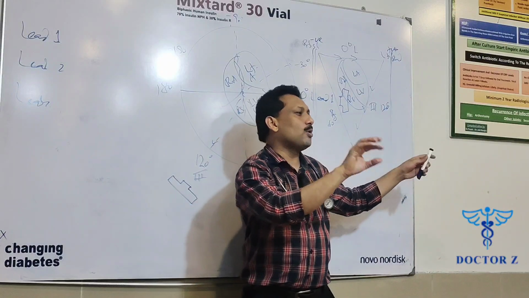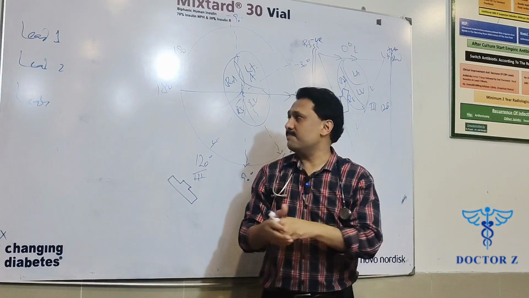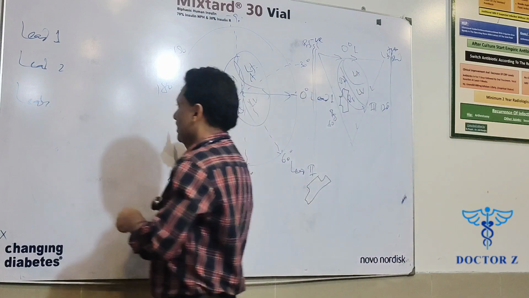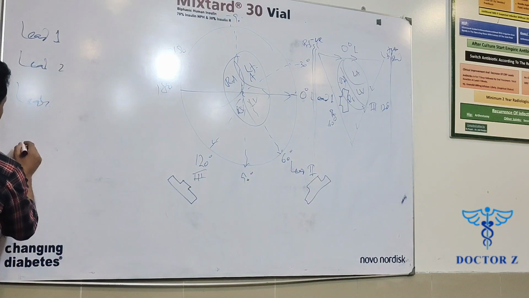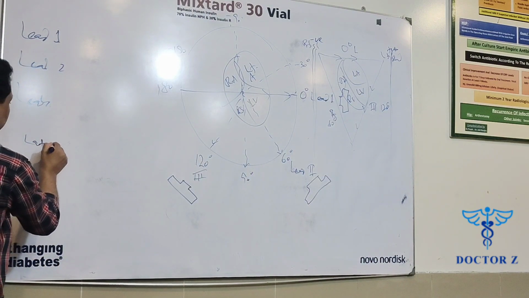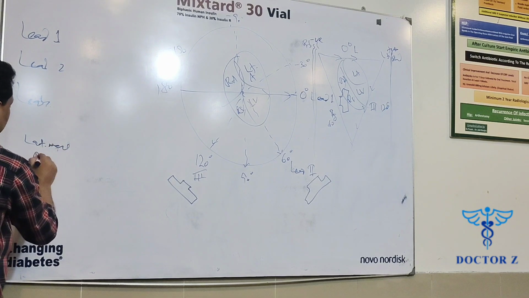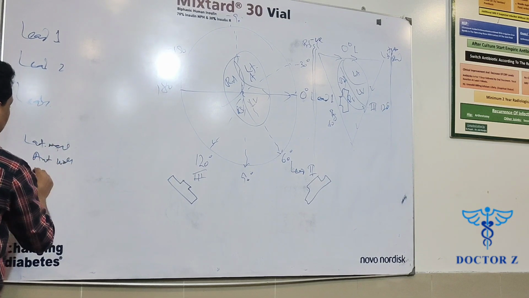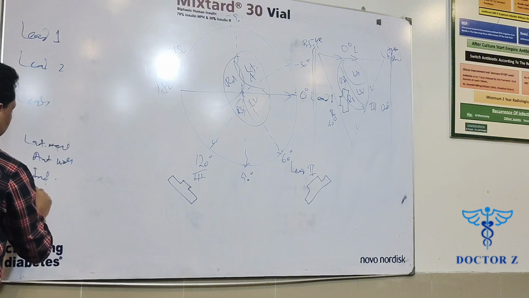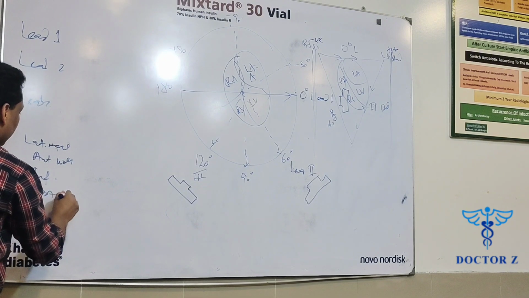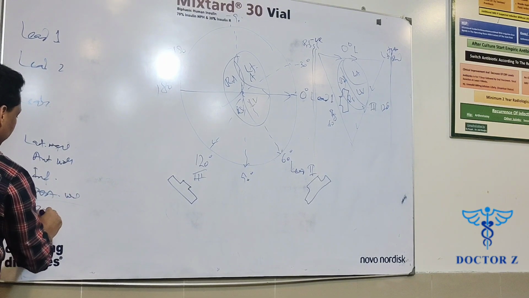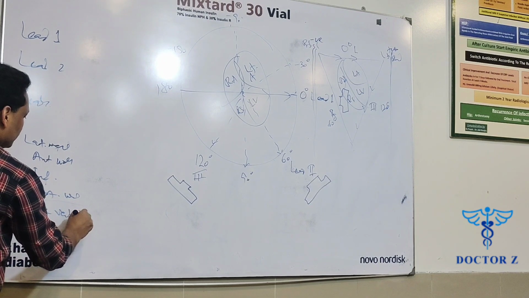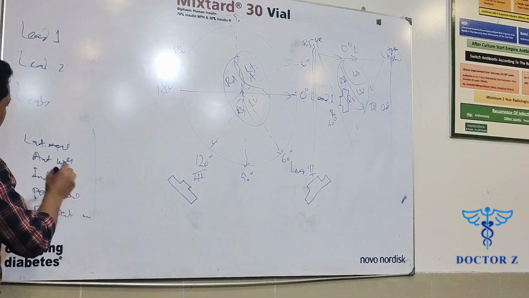If I tell you about the walls of the heart, the walls are very simple. There are 5 walls of the heart. I make these 5 walls here. One is the lateral wall, one is the anterior wall, then the inferior wall, then the posterior wall, and then on the right side is the right ventricular wall. So these are the 5 walls of the heart, right?